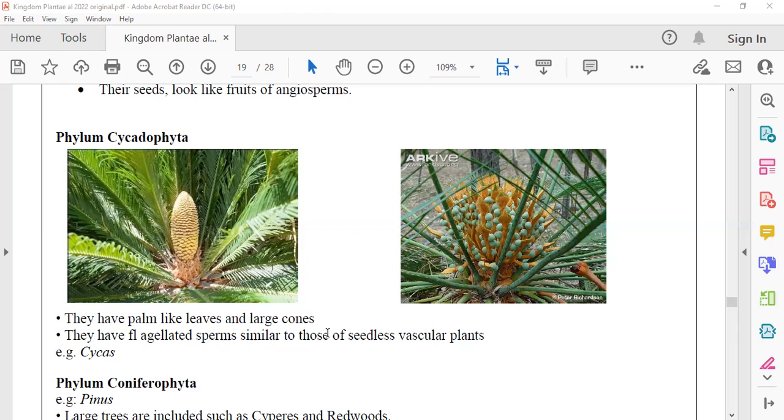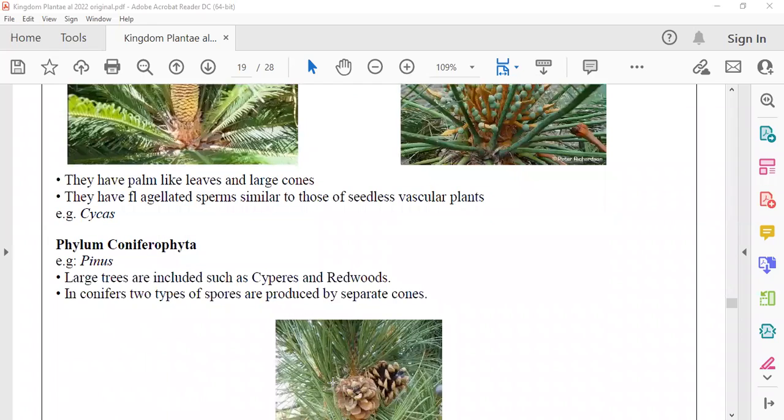And do cycads need water for fertilization? Yes, sir. Internal or external is a separate thing. Water is necessary. Correct? Yes, sir. Next one.